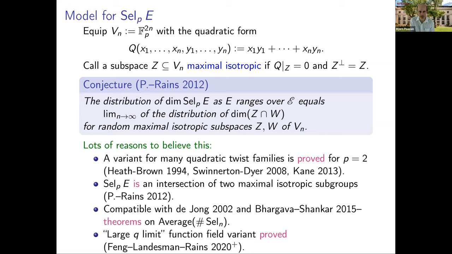But I think the way we did it was just actually figuring out what the distribution was and just checking that it converged to a limit.